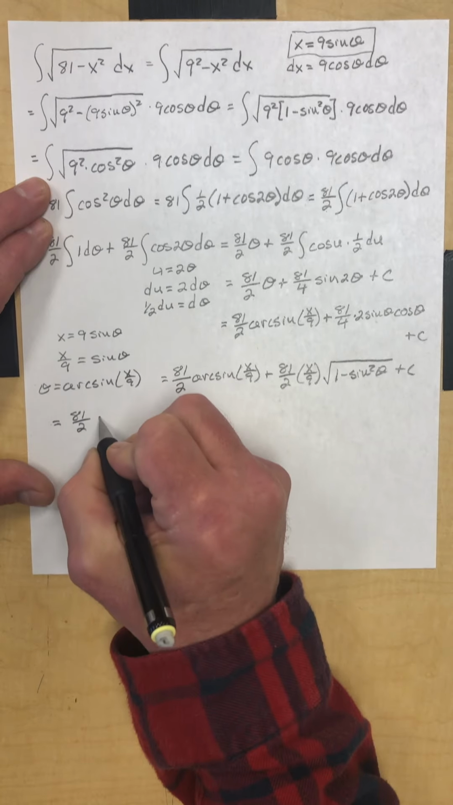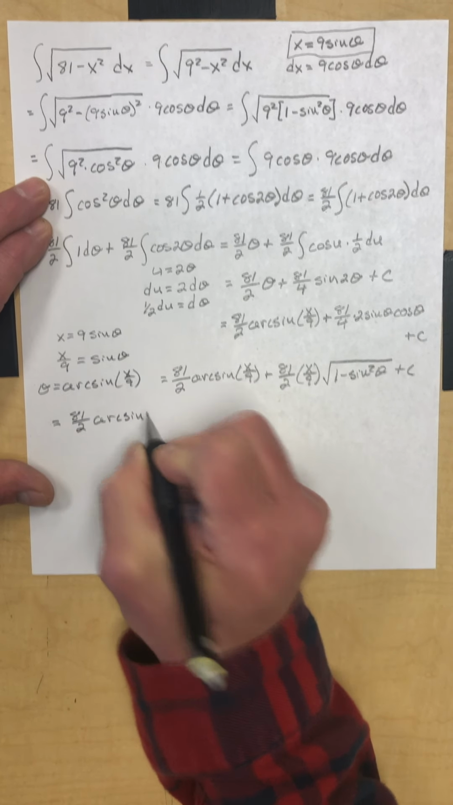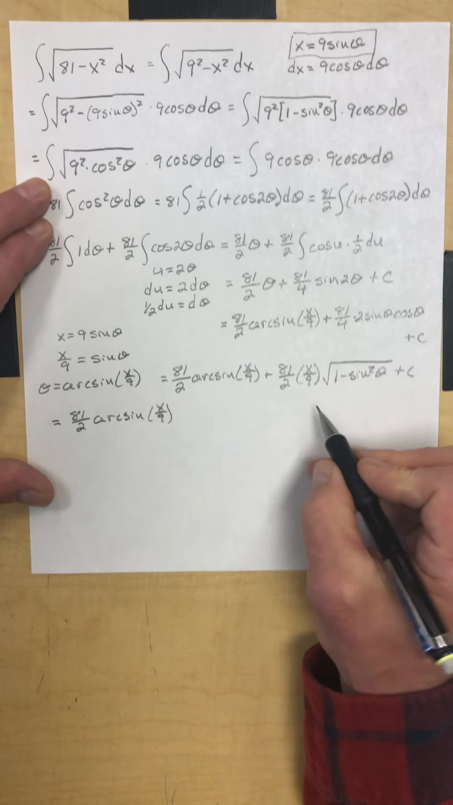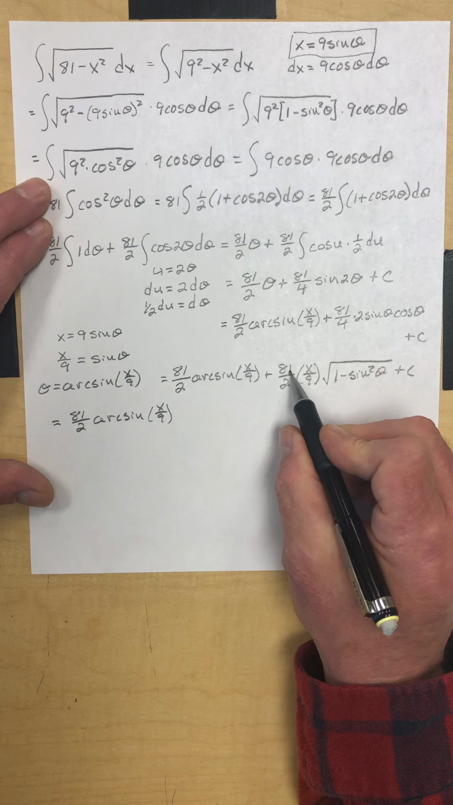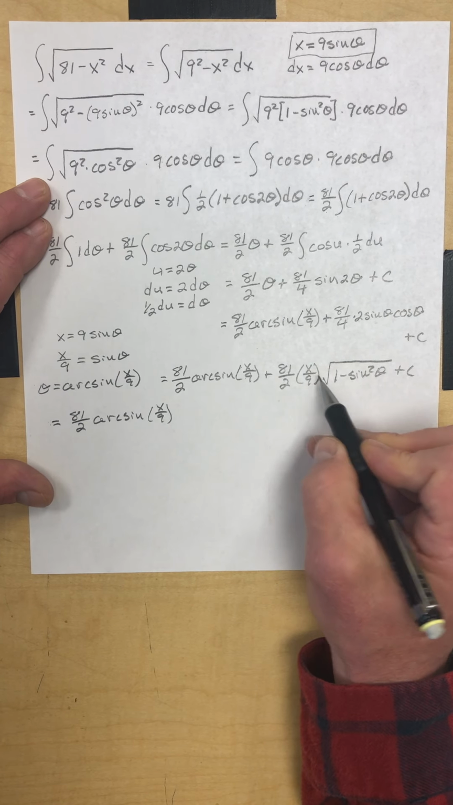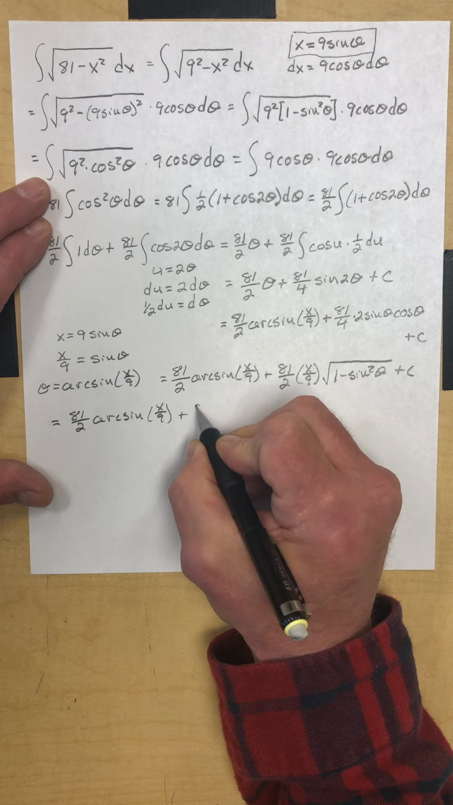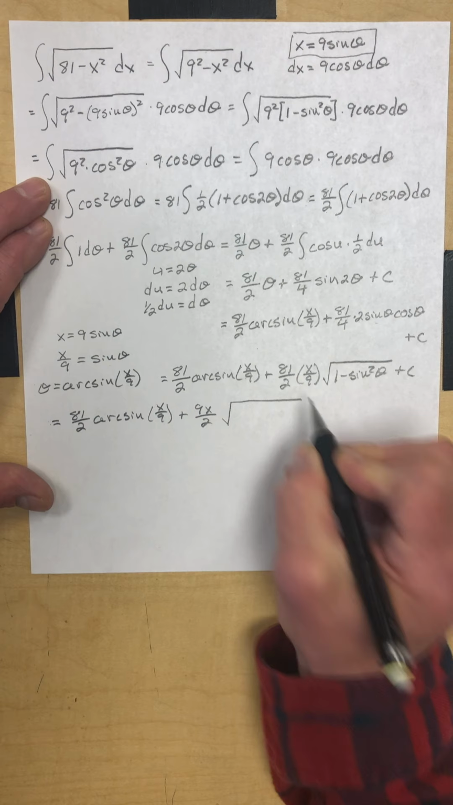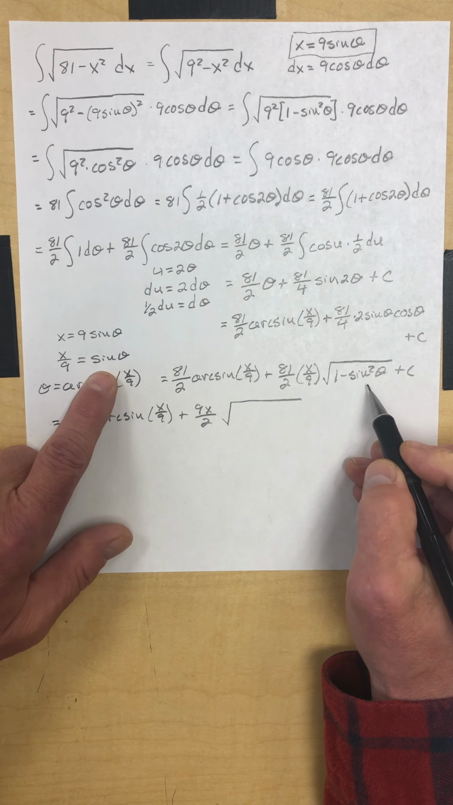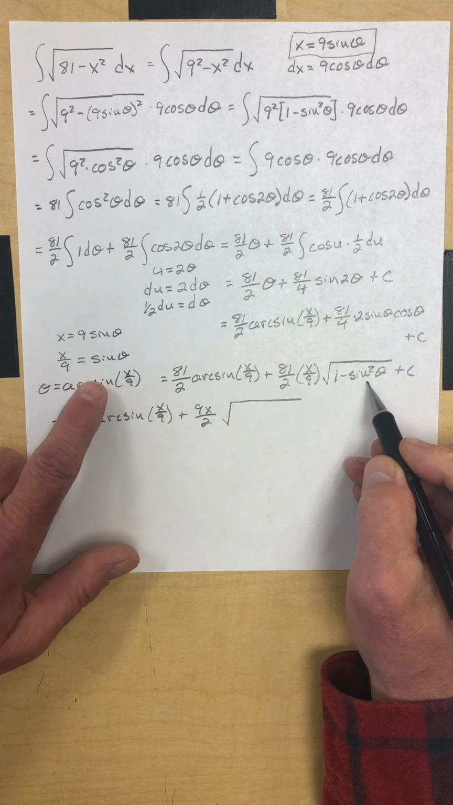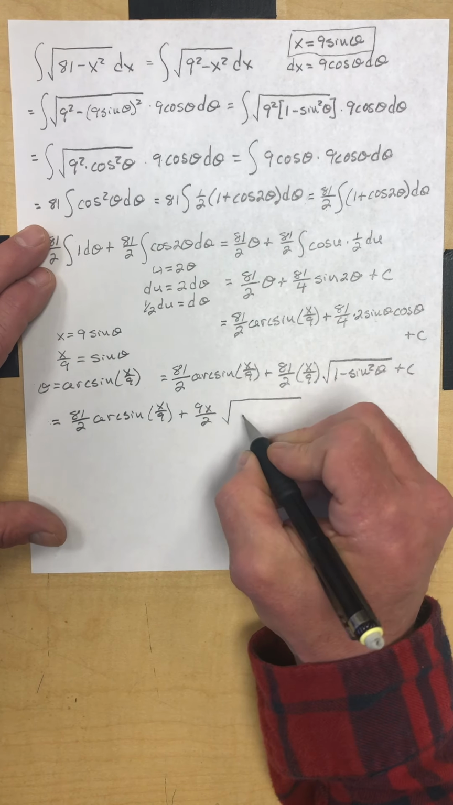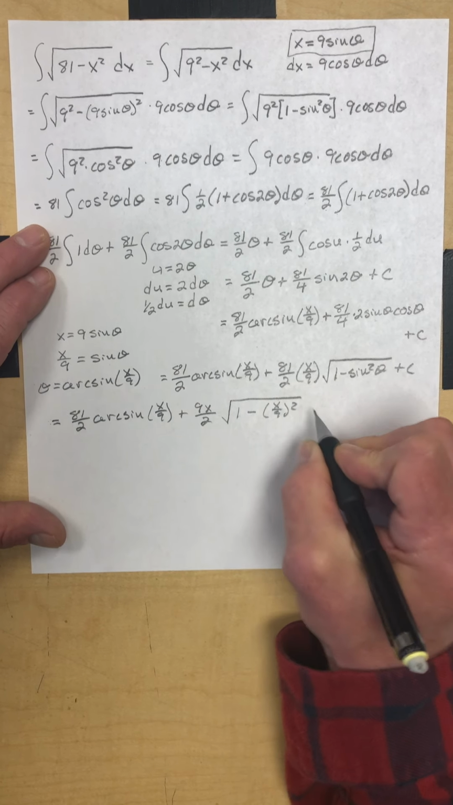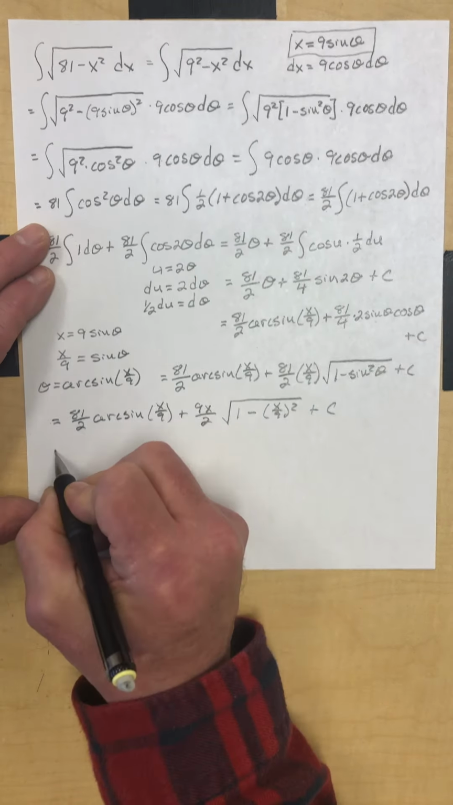81/2 arc sine of x over 9. Okay, notice right here I could cancel this 9 with a factor of 9 here in 81, so I'd get 9/2 times x. Okay, so I'm just getting 9x over 2. Okay, square root of sine. Well, sine is x over 9. So this sine squared would just be x over 9 squared. Okay, so we get 1 minus x over 9 squared plus c. Okay, we're in good shape here.